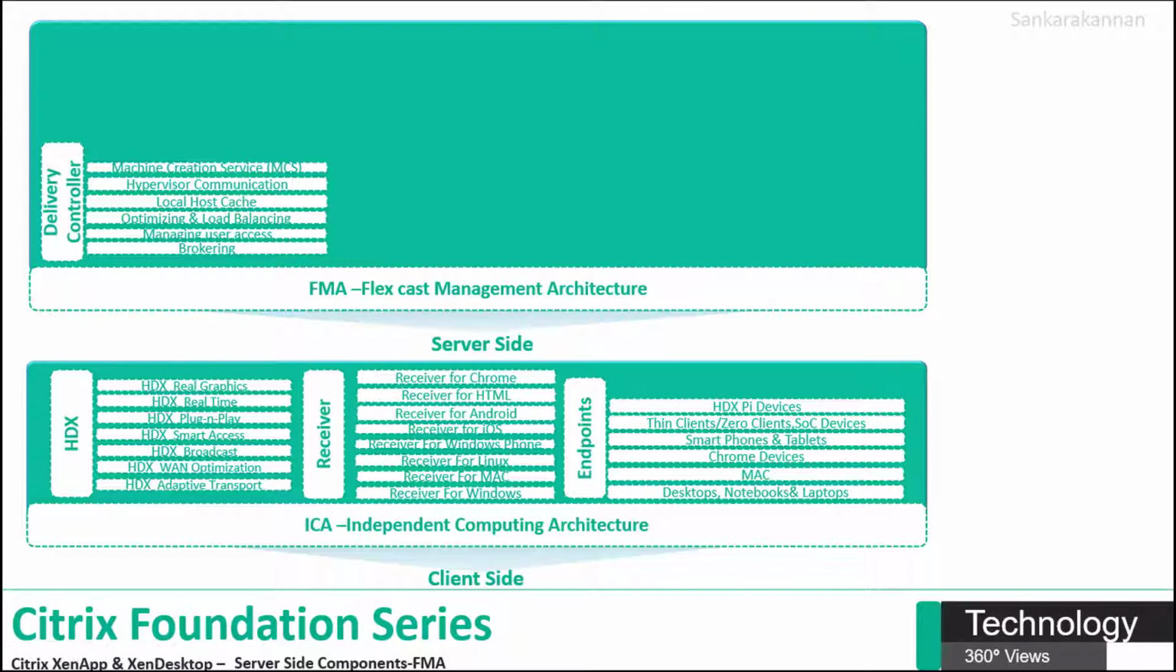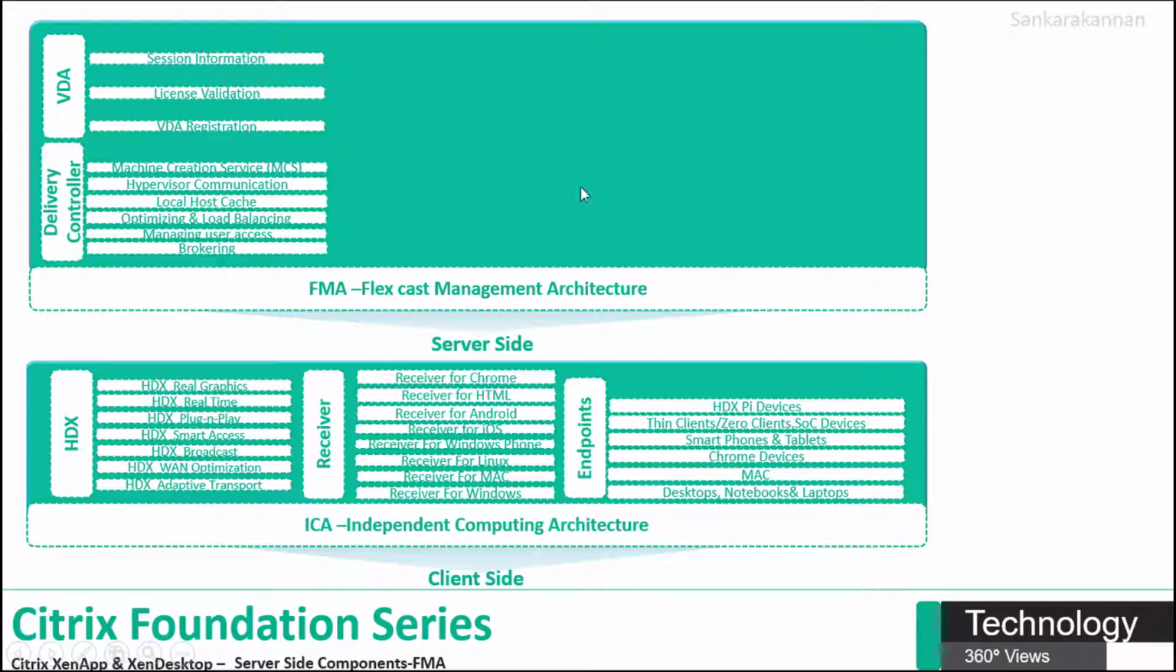Next component is VDA, which is a short form of Virtual Desktop Agent. It is installed on each physical or virtual machine that we make available to users. It enables the machine to register with the controllers. It verifies the Citrix license for available user or session. It applies the policies which are configured for the session. It communicates the session information to the Delivery Controller. VDA is available for both server operating system and desktop operating system.